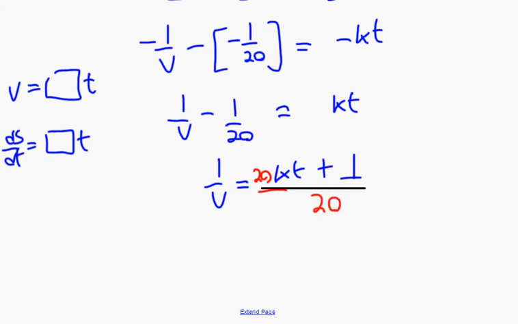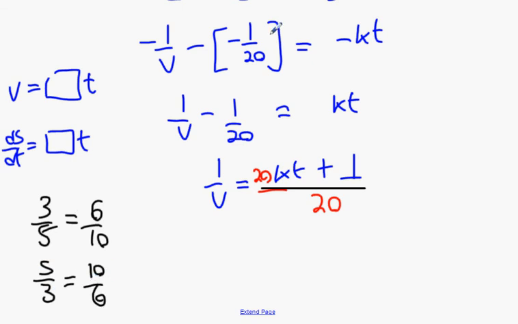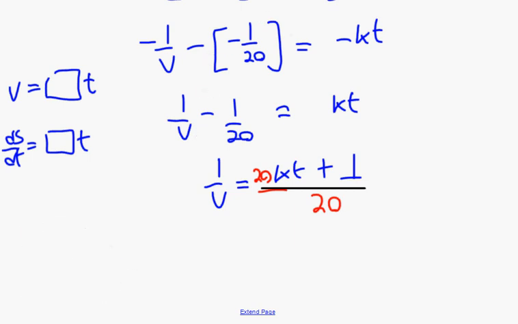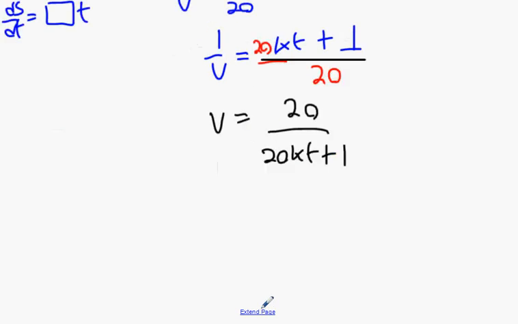Okay. Now once I'm done with that, turn them both upside down. If 3/5 equals 6/10, 5 over 3 equals 10 over 6. I'm just doing that trick there where I'm turning both fractions upside down because the proportions are still the same. So v equals 20 divided by 20kt plus 1.